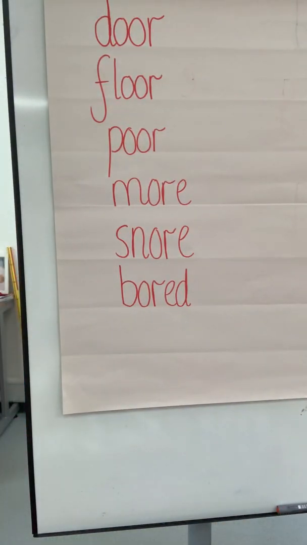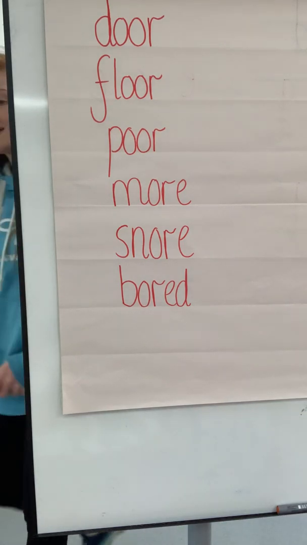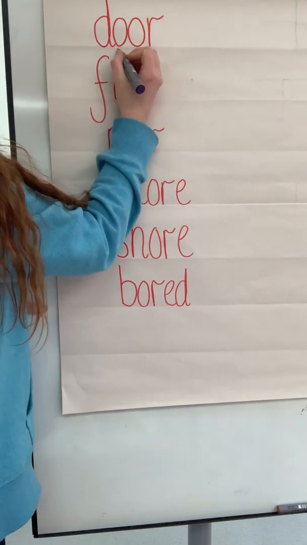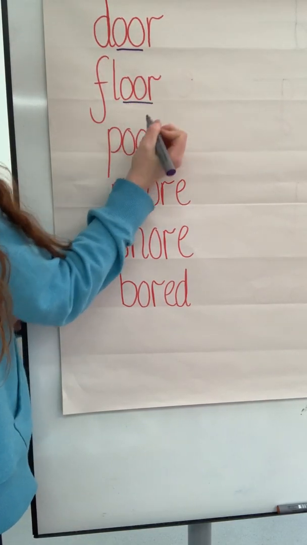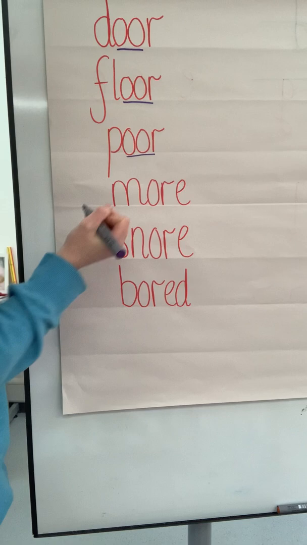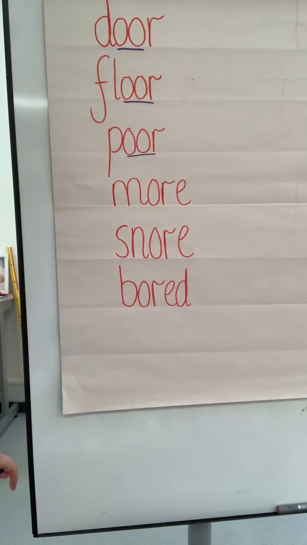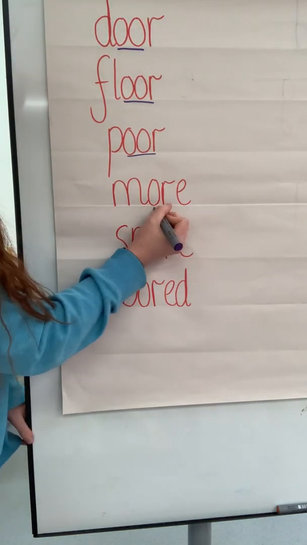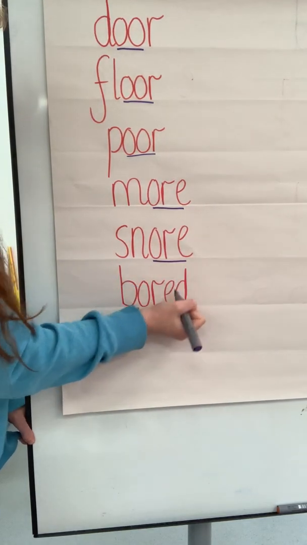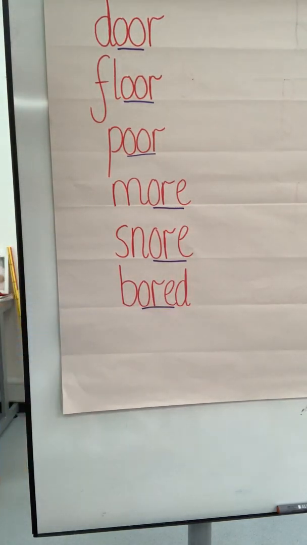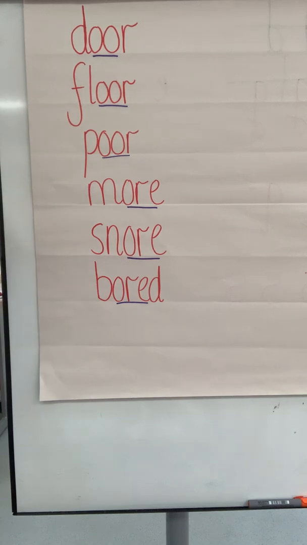There's two different ways that we can spell this or sound here. There's or as in O-O-R in words like door and floor and paw. And then there's O-R-E in more, in snore and in bored. But those three letters are still making the or sound. So we're going to try and segment not once, not twice, but 3 times these words here. So let's try this first one.